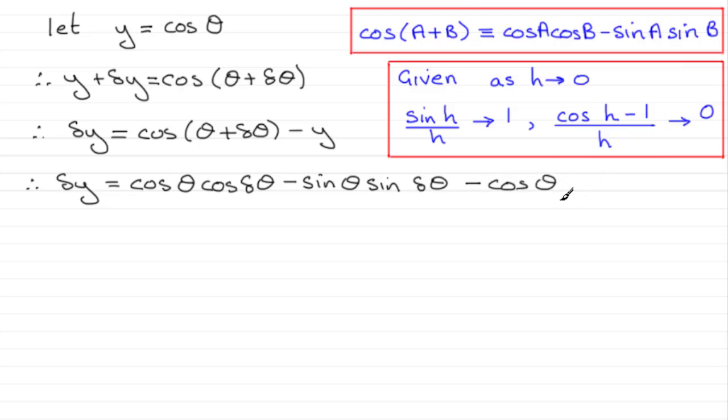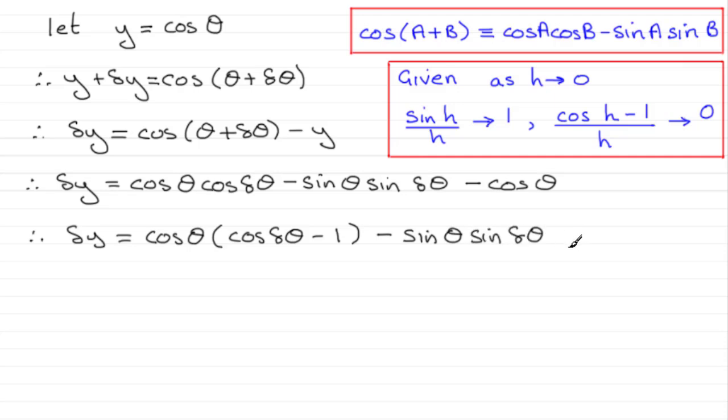Now the next thing I do is just factorize the first term here and the last term here. I can see that cosine theta is a common factor, so I have delta y equals, and pulling out the cosine of theta as a common factor, I have the cosine of delta theta and then minus 1 here. And then we've got this second term there, minus sine theta sine delta theta.